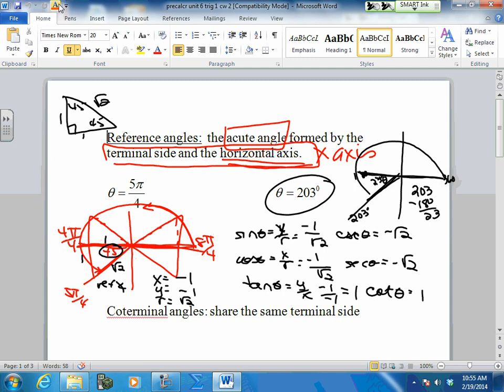If I had a special triangle, I could set up my special triangle. But I don't have a special triangle for this guy. So all we need to do is just figure out the reference angle.